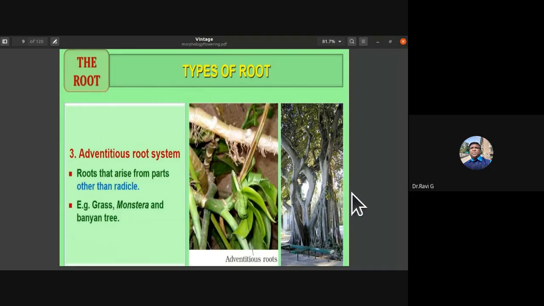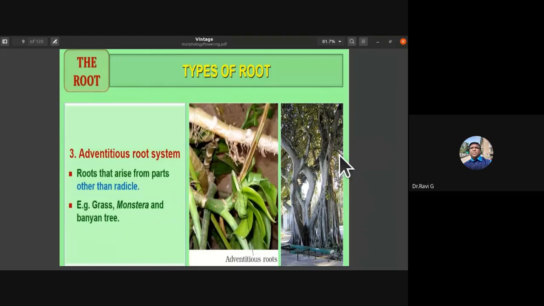The adventitious root system. So roots that arise from parts other than the radicle, we call it as adventitious roots. Example, grass, you find the stilt roots, then monstera and banyan tree. See, in banyan tree, you find the roots are arising from the aerial branches. So they provide the mechanical strength. They hold the huge canopy of the tree.